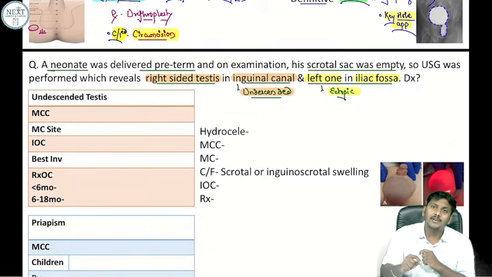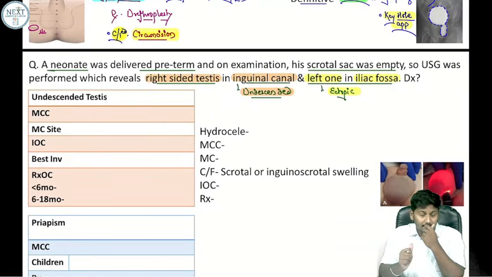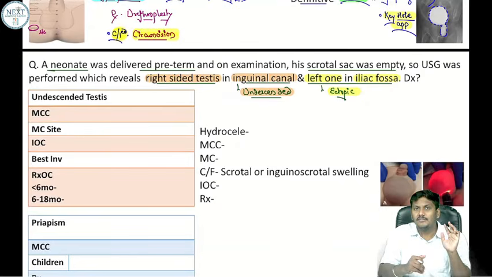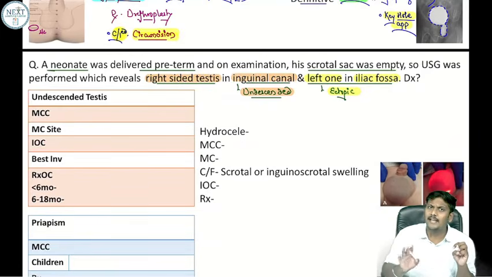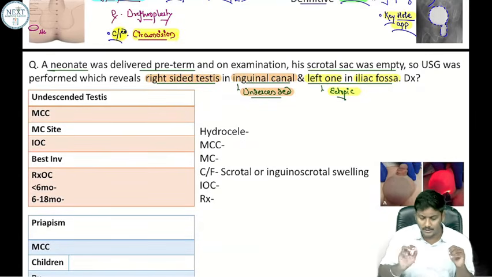But whenever the testis gets arrested in the normal path of descent, that is undescended testis. Important is basically that undescended testis or cryptorchidism is only said when the testis is arrested in the normal path. And what is normal path? Abdomen, inguinal canal, and scrotum. If the testis is arrested anywhere over here, abdomen, inguinal canal, or scrotum, then it is undescended. But outside this will always be an ectopic testis. Iliac fossa is not the normal path of descent, so it will be ectopic.